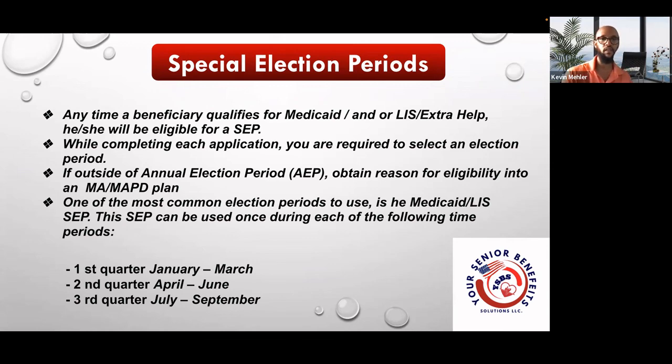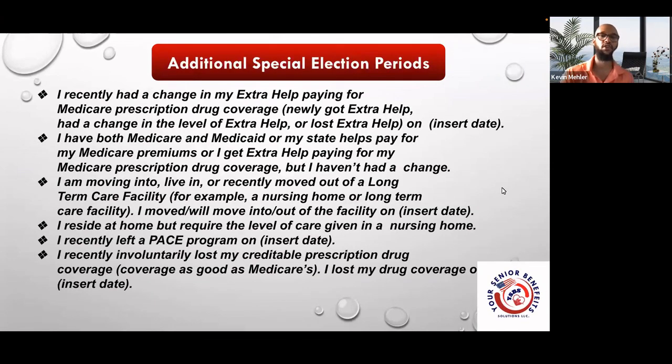Okay. And then there's one last slide with some additional special election periods here, guys. So basically, I recently had a change in extra help paying for my Medicare prescription drug plan, like if they just enrolled into it, right? Or if they had a change in the level of extra help, or maybe they lost it completely. You do have to insert the date here. When did the change occur?